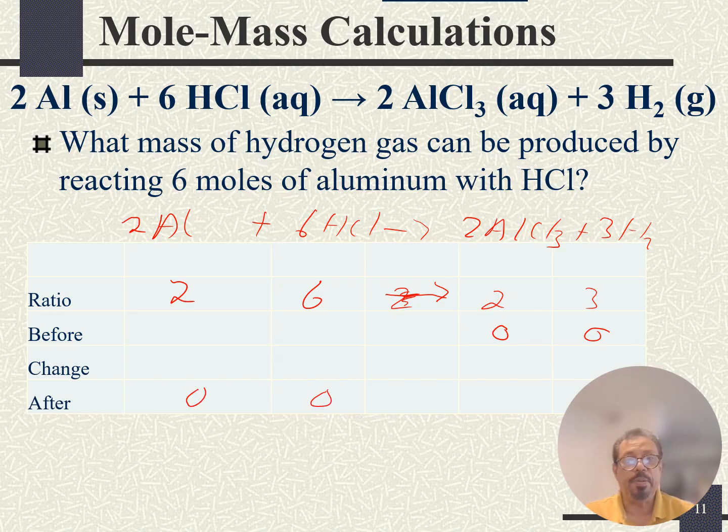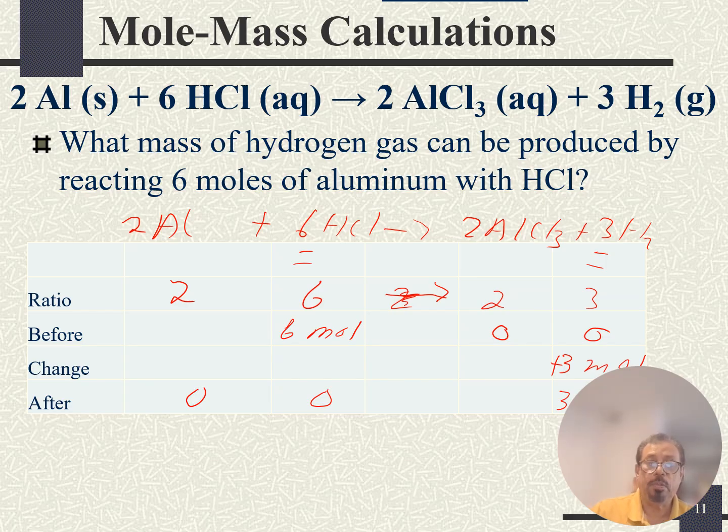Now let us see what's given to me here: 6 moles of HCl. What is the mass? Okay, this time I'm going to calculate the mass. Let us first calculate how many moles. So look here, the ratio is 6 and 3. So hydrogen is half. So the number of moles will be 3 mole.